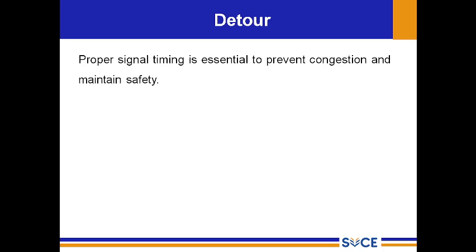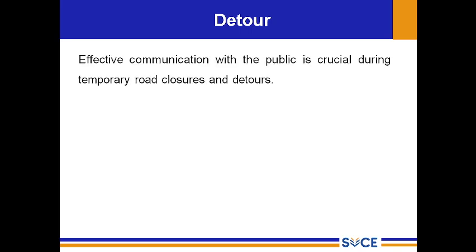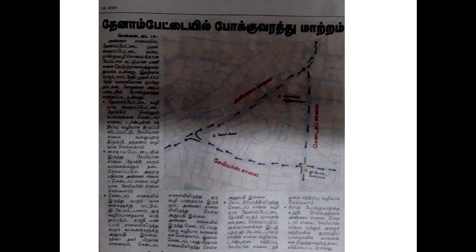Proper signal timing is essential to prevent congestion and maintain safety. Effective communication with the public is crucial during temporary road closures and detours. So this kind of advertisement or publicity we need to make about the traffic diversion plan in local newspapers, on TV channels, through radio, and even through cinema theaters also. The public should be aware of this kind of detouring.